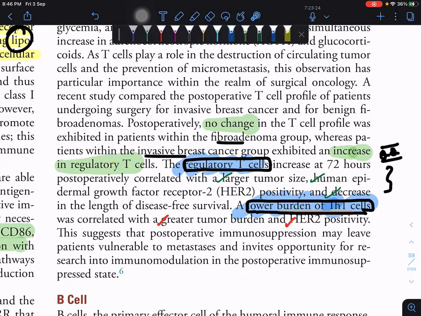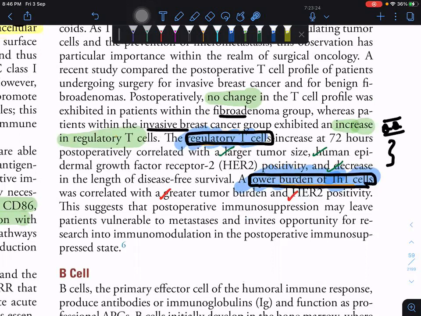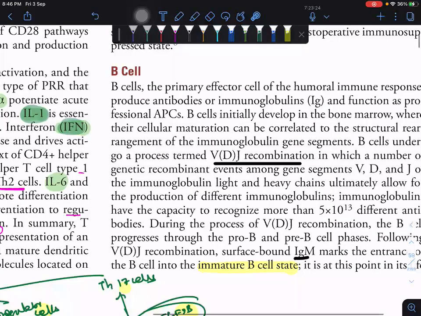So just remember regulatory T cells. An increase in regulatory T cells 72 hours post-operatively is correlated with large tumor size, HER2 positivity, and a decrease in the length of disease-free survival. That means it is bad. Okay, and B cell.